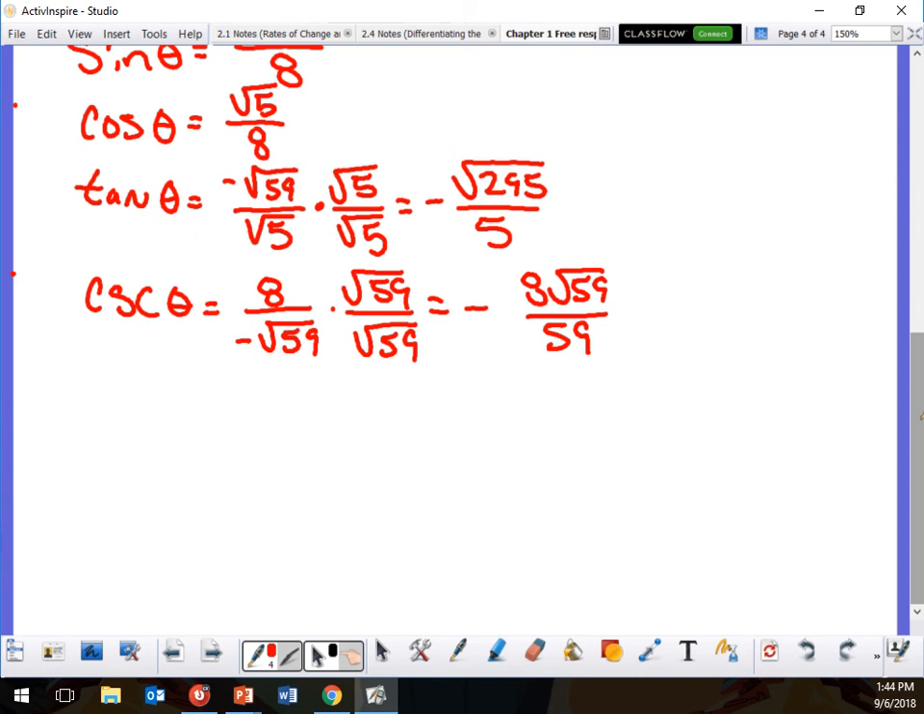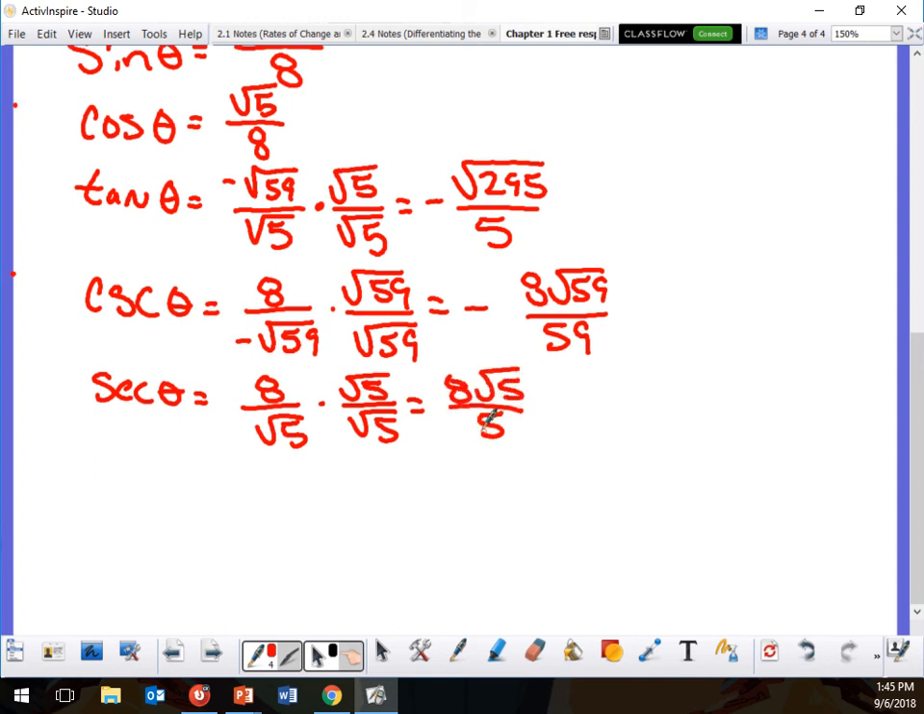Cosine and secant. Okay, secant. What's secant? 8 over x. I mean r. 8 over rad 5. Very good. Rationalize again. So 8 rad 5 over 5.